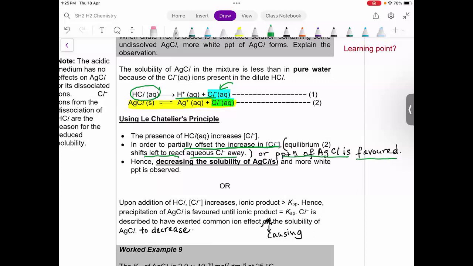If you want to say shift left or shift right, you have to write the equation there so that I know what it means to shift left or right. If you do not have the equation, then just tell me the process that is being favored. Make sense? Okay, you digest a little bit.